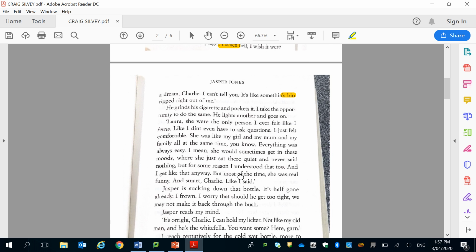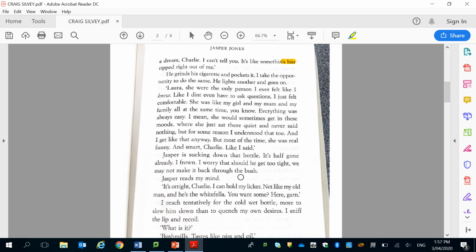Alright, so we're on page 43 now. He grinds his cigarette and pockets it. I take the opportunity to do the same. He lights another one and goes on. Laura, she was the only person I ever felt like I knew, like I didn't even have to ask questions. I just felt comfortable. She was like my girl and my mum and my family all at the same time, you know. Everything was always easy. I mean, she would sometimes get in these moods where she just sat there quiet and never said nothing. For some reason, I understood that too, and I get like that anyway. But most of the time, she was real funny and real smart, Charlie, like I said.